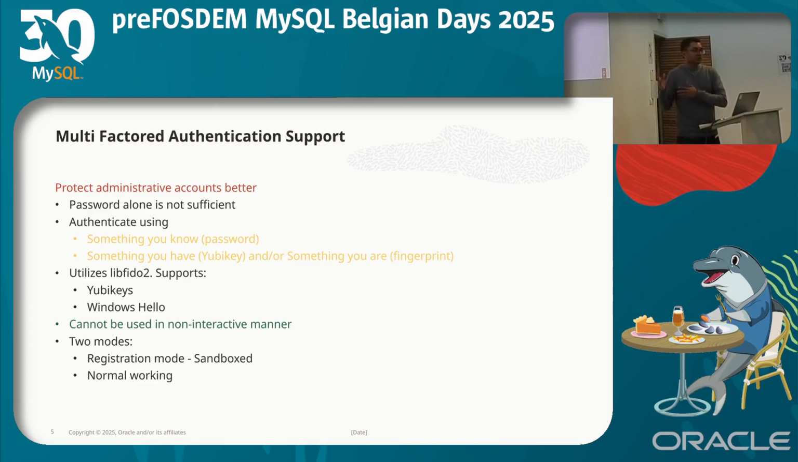Again, because multi-factor authentication requires a user present, it cannot be used in a non-interactive manner, which is understood. I mean, we don't expect this feature to be used for each and every server account that you create, only for those which are critical and where you want additional security configured. It works in two modes. The first is when the DBA creates the account, it will run in a kind of sandbox mode, which will allow the end user to come in and configure the second factor authentication part. And once that is done, it will give full access to the system, which is the normal working.